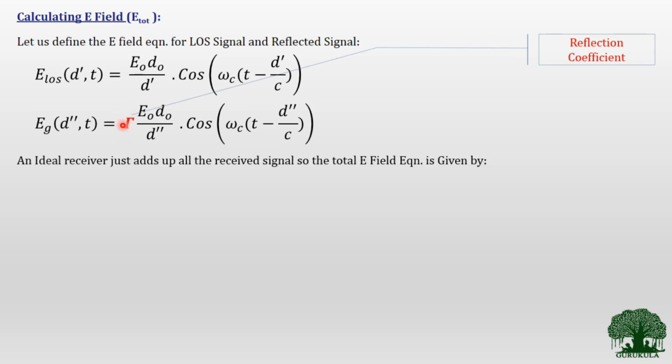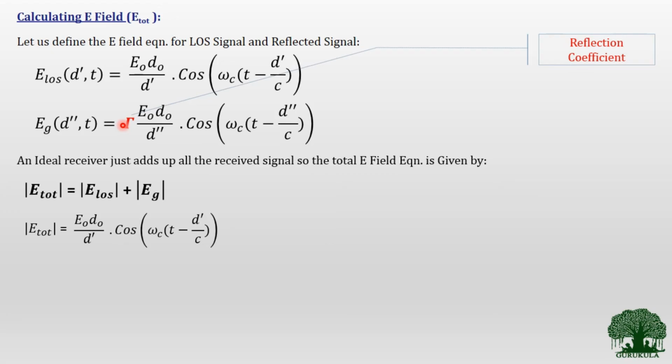We all know that the ideal receiver will just sum up all the signals that we receive at the receiver end. So the total E field of both the line of sight signal and the reflected signal can be given as E total equals the sum of E line of sight and E G. In order to give the equation for E total, I can substitute the values of E LOS and E G here. We know the value for E LOS, which I can replace, plus you could see the value that is substituted for E G as well. So this will be my final E total equation.